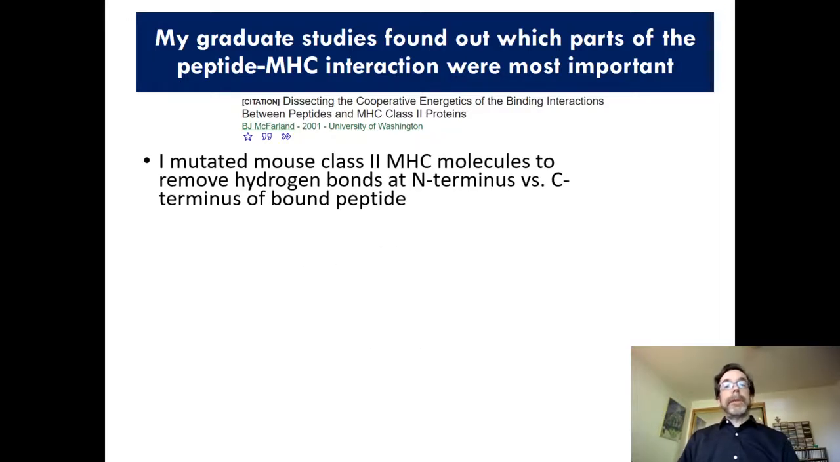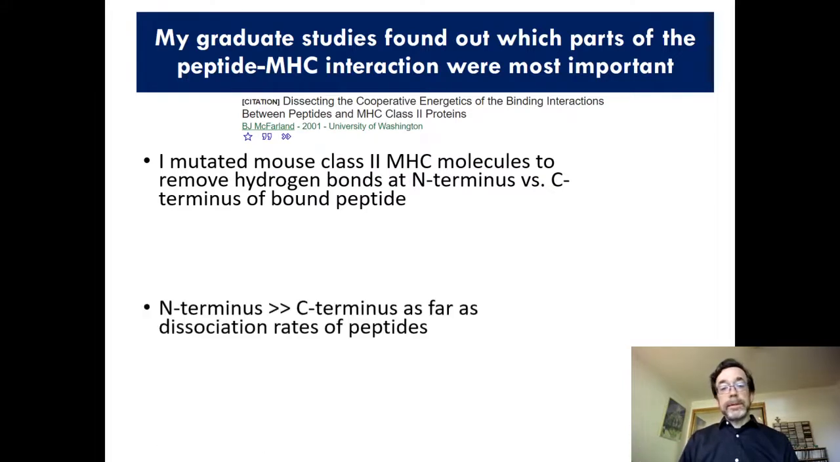I mutated mouse Class II MHC, and I removed hydrogen bonds systematically along the length of the molecule, and especially at one end versus the other, the N-terminal end versus the C-terminal.